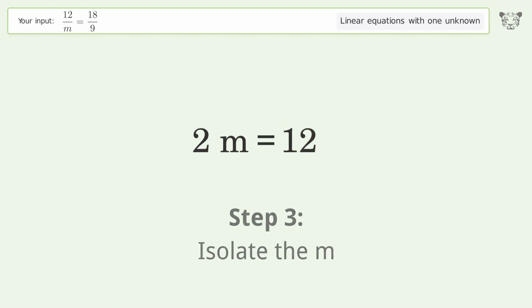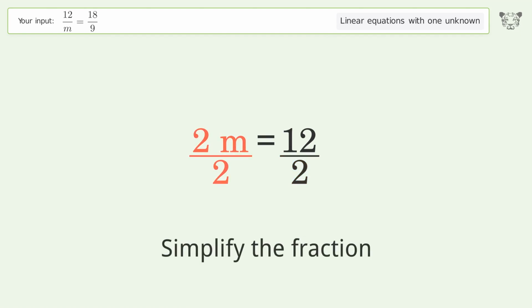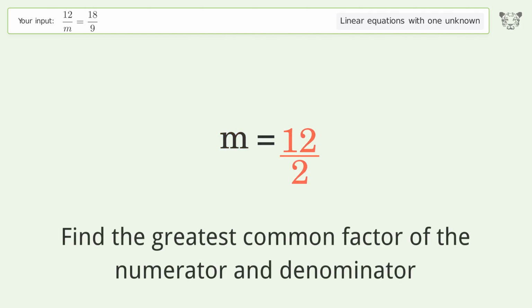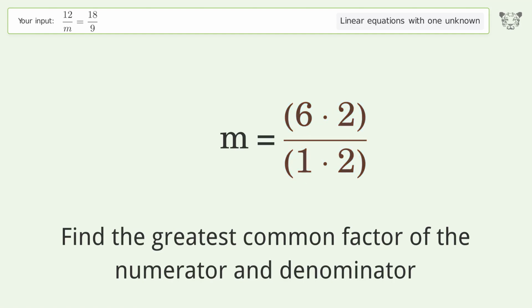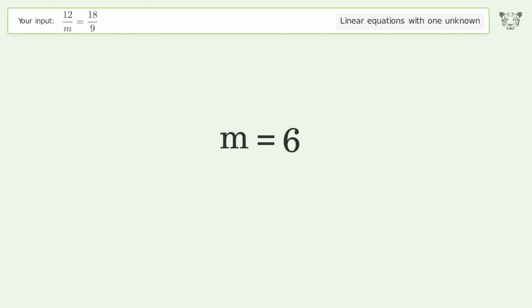Isolate the m. Divide both sides by 2. Simplify the fraction. Find the greatest common factor of the numerator and denominator. Factor out and cancel the greatest common factor. And so the final result is m equals 6.